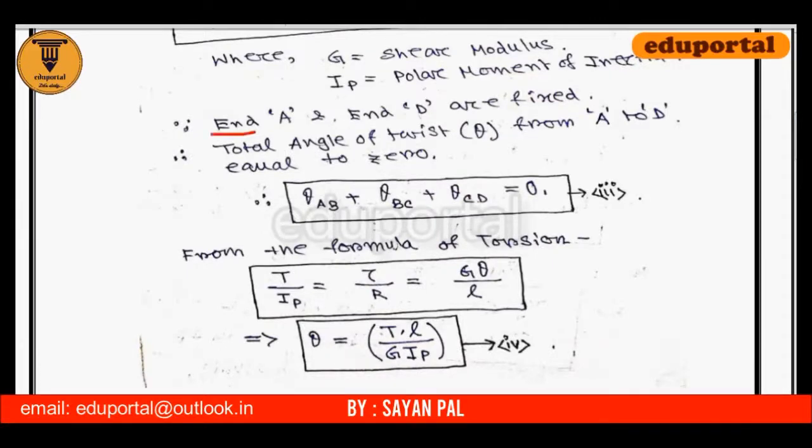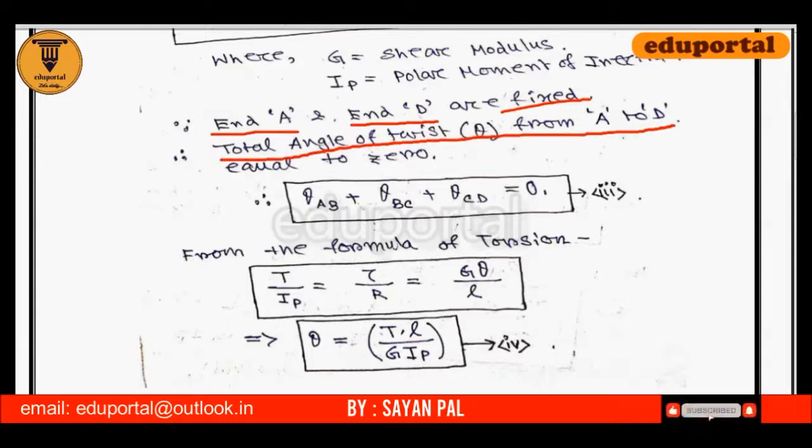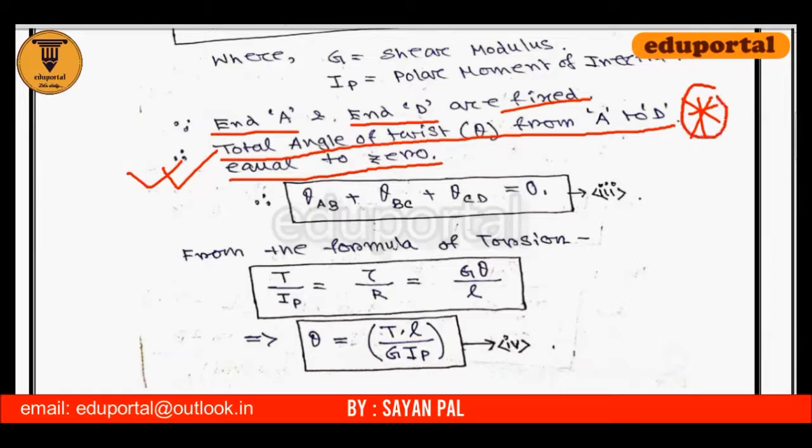Now end A and end D are fixed. So total angle of twist theta from A to D is equal to 0. This is the most important concept for this type of problem. So this is the actual thing that we have to apply. Okay, so the type of the problem requires this concept. The total angle of twist between A and D is 0. Why? Because end A and end D are fixed.